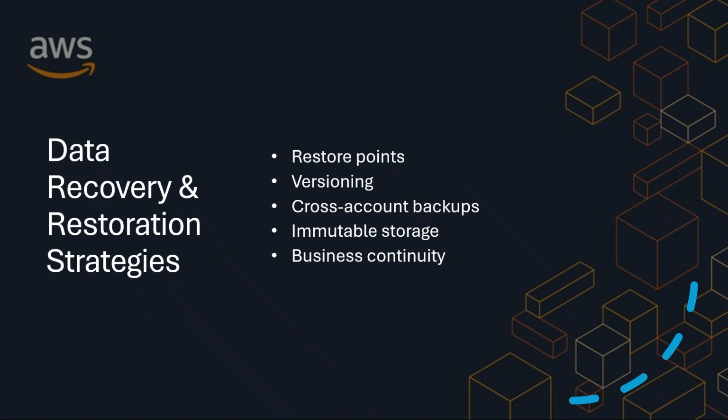Data recovery ensures that your information can be restored quickly and reliably after corruption, a deletion, or a disaster. Features like S3 versioning allow you to recover previous copies of objects, while immutable storage such as S3 Object Lock prevents the data from being altered or deleted for a defined retention period. Cross-account backups add an extra layer of protection by isolating the recovery data from the production environments. These capabilities work together to ensure business continuity and the integrity of your critical data sets.